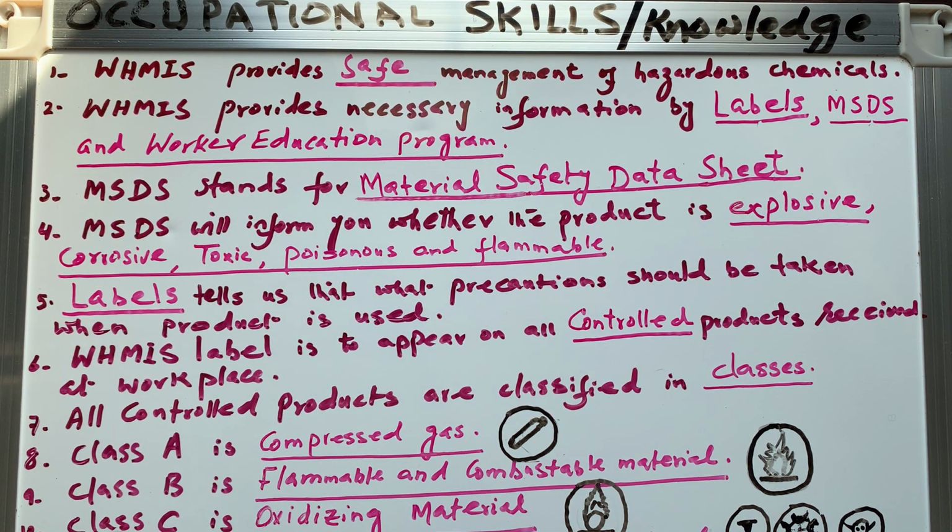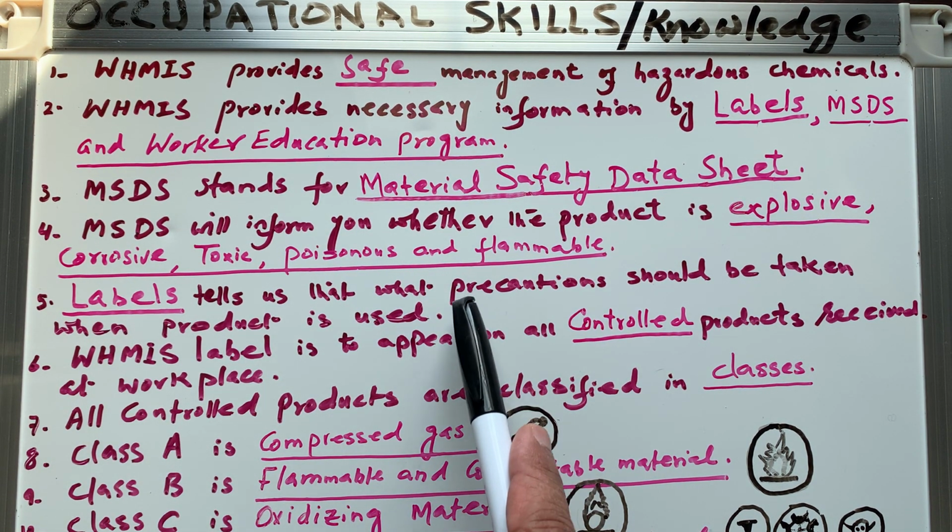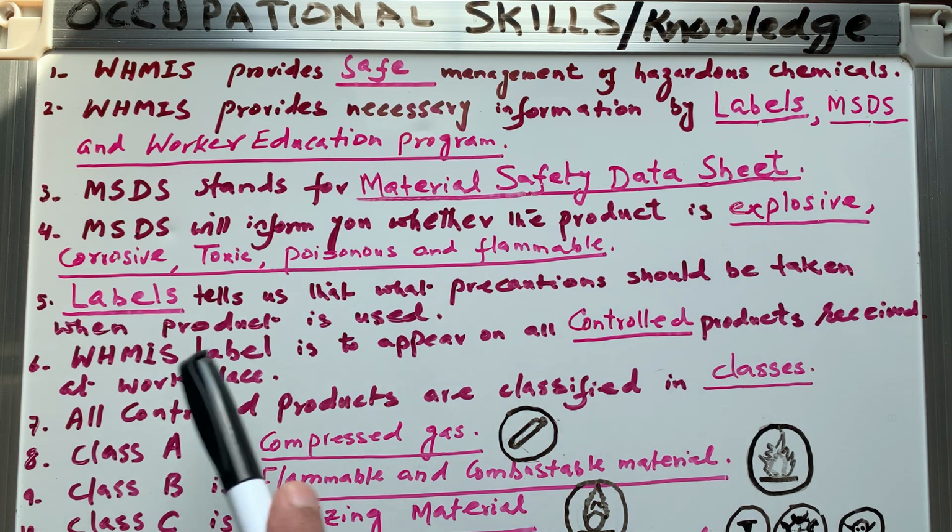So the label tells us that precautions should be taken when the product is used, right? The same thing labels tell us. So the fill in the blank answer is labels. I'll make some MCQs based on these classes, and we will be finishing up this chapter very soon, which is safety of oneself and safety of others, right?